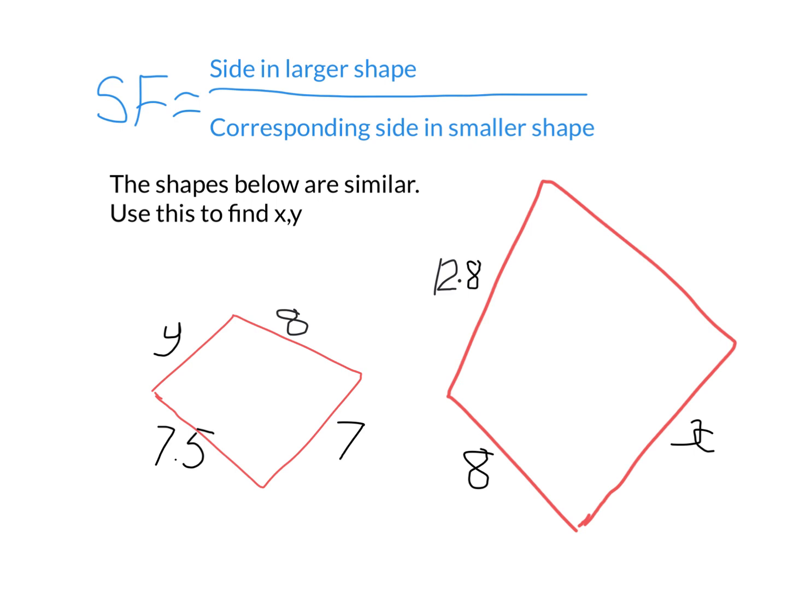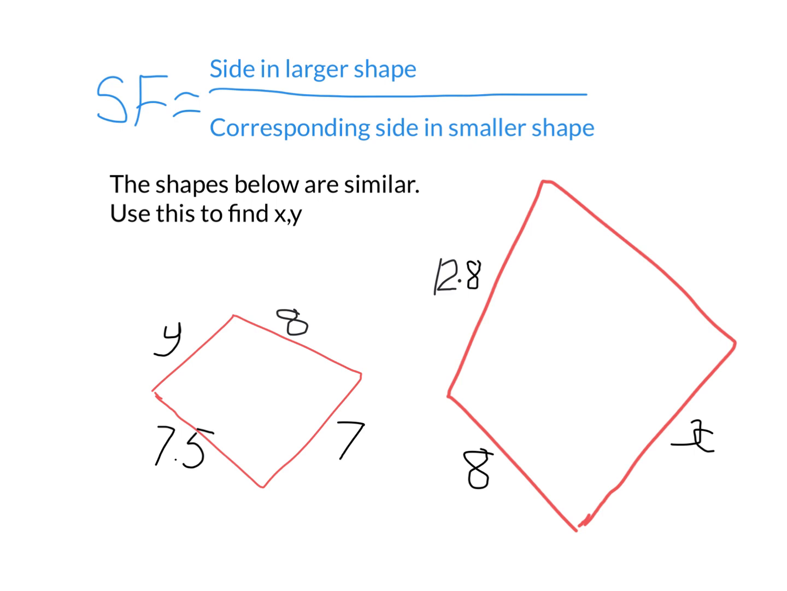All right, so we're told that these two shapes here are similar. That means they'll have the same angles. It means that sides are in proportion. So we can use that to find the value of x and y. So what we have to do first is find the scale factor. So we need to find two sides that are corresponding, two sides that are matching.